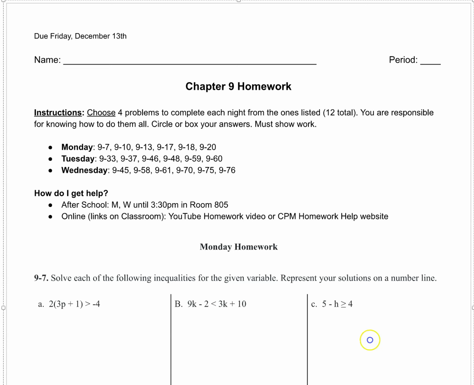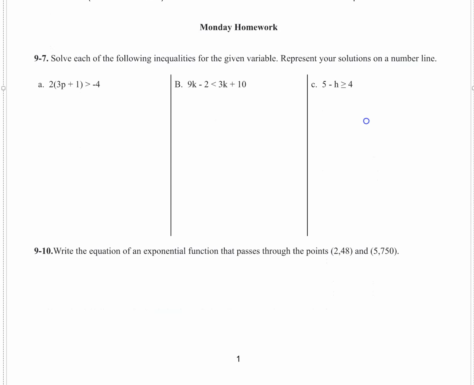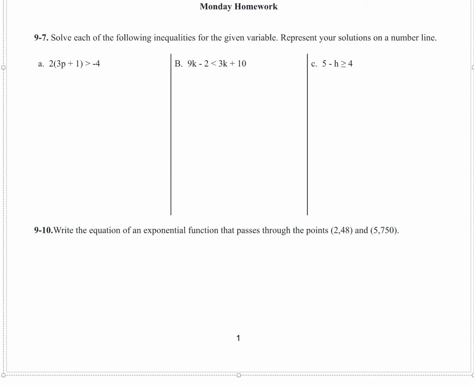Chapter 9 homework, 9-7. Solve each of the following inequalities for the given variable. Represent your solutions on a number line. Part A. We start by first distributing the 2. We're going to solve for p.